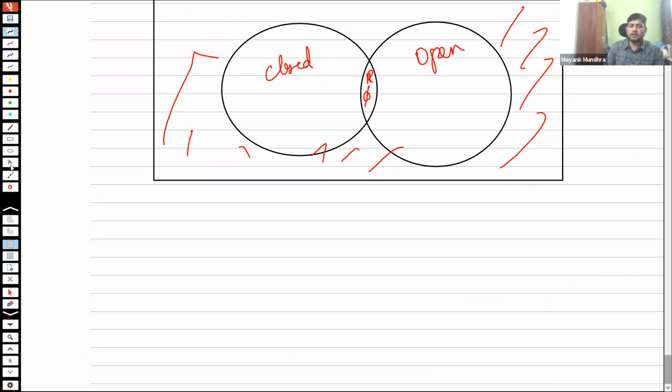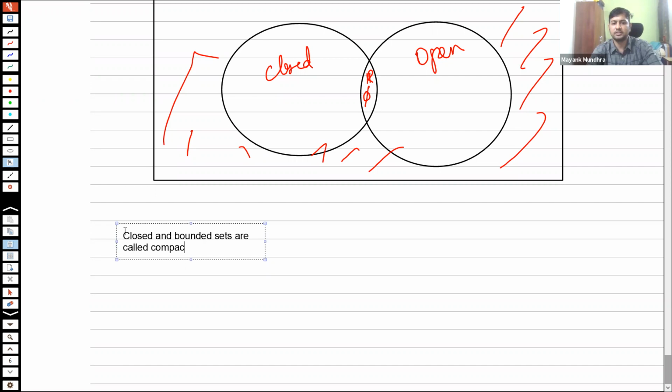So, a very important definition: closed and bounded sets are called compact sets. Okay, it's a very important definition for you guys to remember. I'll add it in the notes as well.